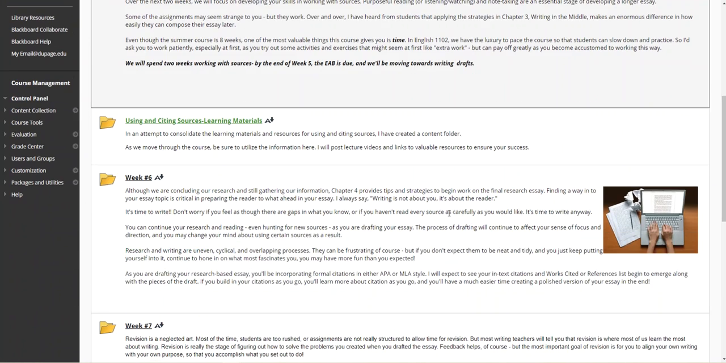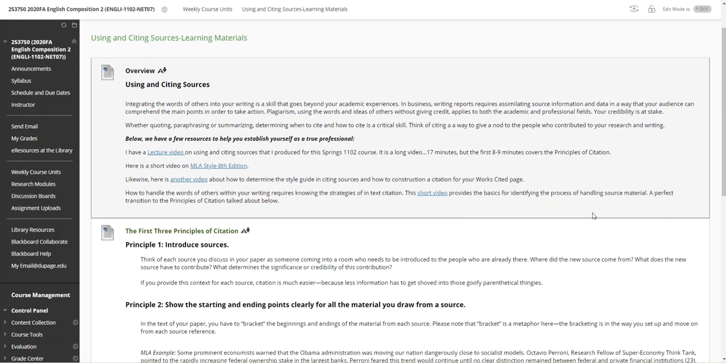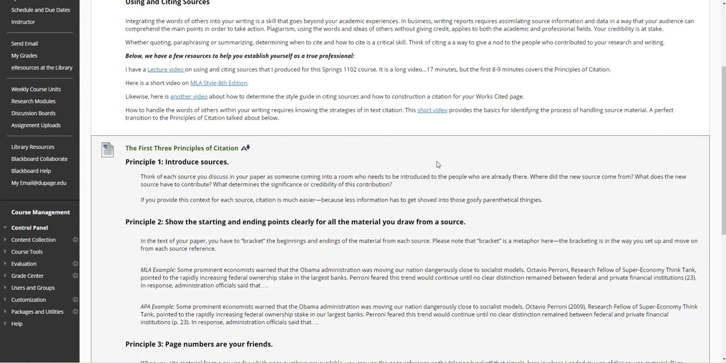Now, one thing I do want to point out and urge everybody to spend some time looking at is the section here on using and citing sources. I have a lecture video on using and citing sources from a Spring 1102 course. Also, I have a short video on what is MLA style in the 8th edition, and also about determining your style guide. These are YouTube clips. I believe they're from the University of Minnesota, but they are very helpful in understanding citation. There's a short video that provides the basics for identifying and handling source material. All of these videos are probably about 4 to 5 minutes and they are excellent, all right?